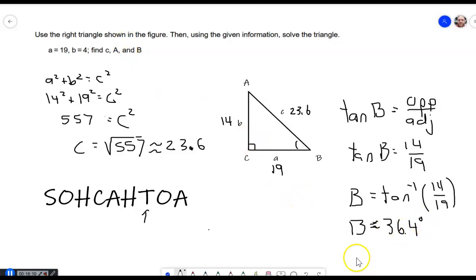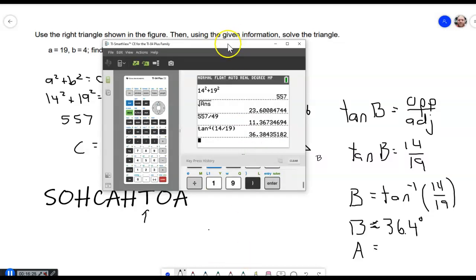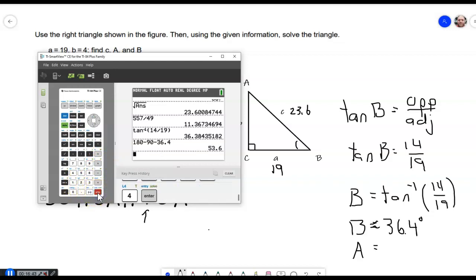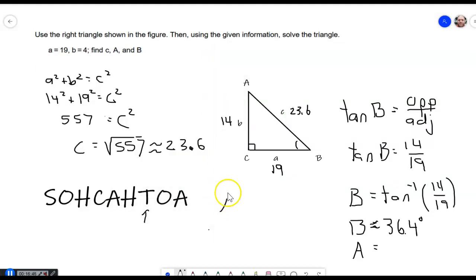And then the last one I have to find is A. And I could do the same thing with A. I could set up a ratio just like I did using opposite and adjacent as well. Or I could just make it a lot easier and say I know that all the angles have to add up to 180. So I can just do 180 minus the 90-degree angle for C minus the one that I just found, 36.4. And that's going to give me my last one of 53.6. So A is 53.6.